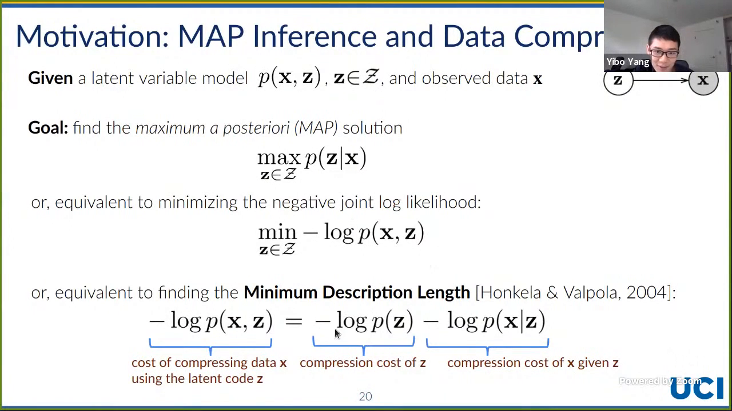And again, by rewriting this objective, you can break it down into something that looks like the rate distortion trade-off I mentioned earlier. You have a term that is similar to the rate term I mentioned before, that is, the cost of encoding the latent variable under some prior model, plus some compression cost of X given Z. If you think of this as a Gaussian distribution, you're looking at some kind of squared error between X and the reconstructed version of X from the latent variable Z.